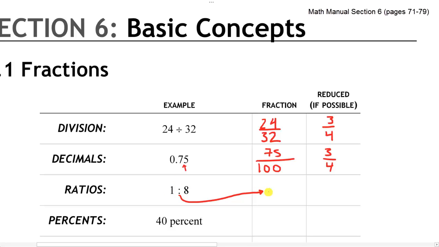Ratios convert to fractions as well. That little colon between the two numbers will become a fraction bar, and we have 1 over 8. That does not reduce at all. 40%, remember the word per actually means division, and cent, the Latin root for 100, so 40% would be written as a fraction like this, 40 over 100, which reduces to 2/5.